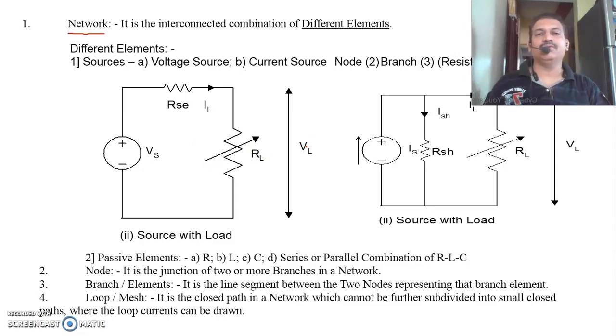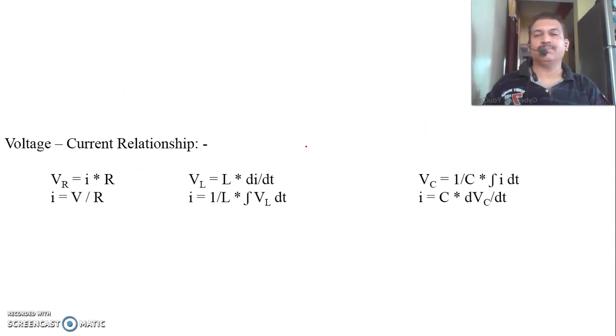Now a few voltage current relationships. These three relationships for voltage and current, 1, 2, 3, are for three elements: resistor, inductor, capacitor. VR is equal to I into R, VL is equal to L di by dt, and VC is equal to 1 upon C integration I dt.